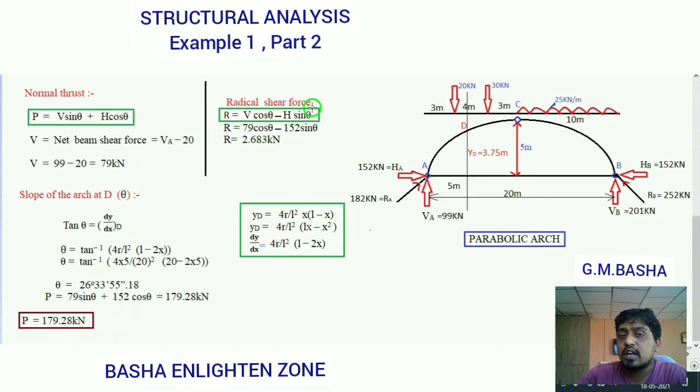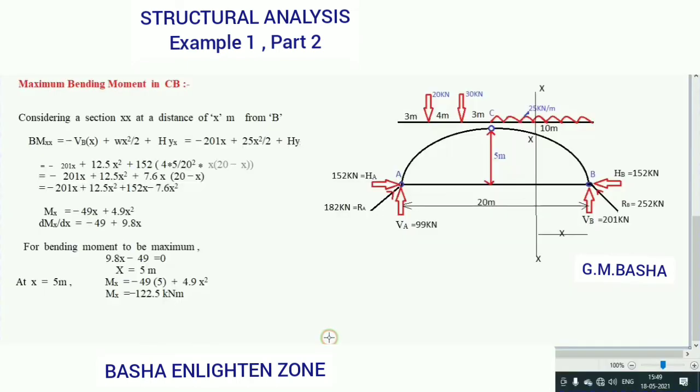And similarly, what is the radial shear force? The entire things will be the same here, just the formula will be different. Here the normal thrust is V sin theta plus H cos theta; here it is V cos theta minus H sin theta. V is the same, H is the same, and theta will be the same. So you just substitute the values here and you will get this value, 2.683 kilonewtons. Okay, then move to the next point.